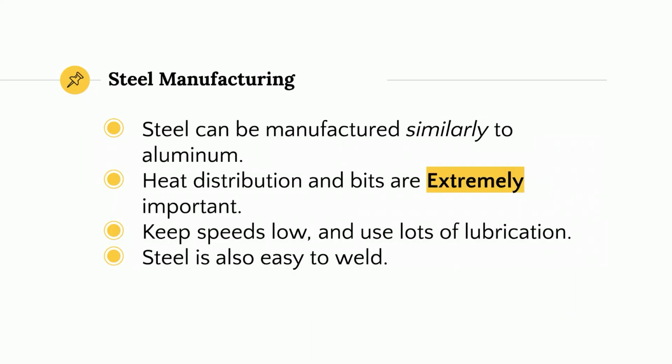Steel manufacturing. It can be manufactured similarly to aluminum. Heat distribution and bits are extremely important, even more so than with aluminum. Keep speeds low and use a lot of lubrication. Steel is also really easy to weld. So if you want to weld parts together, you're much better off using steel than aluminum, as long as weight is not a factor.